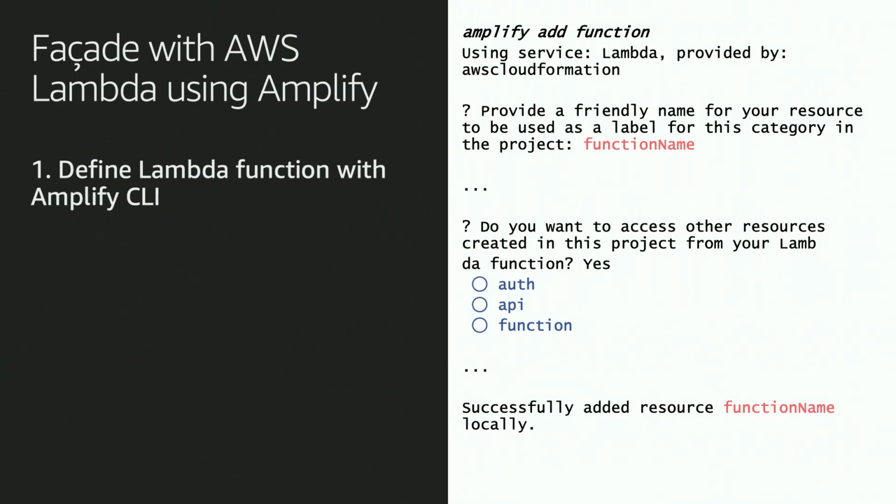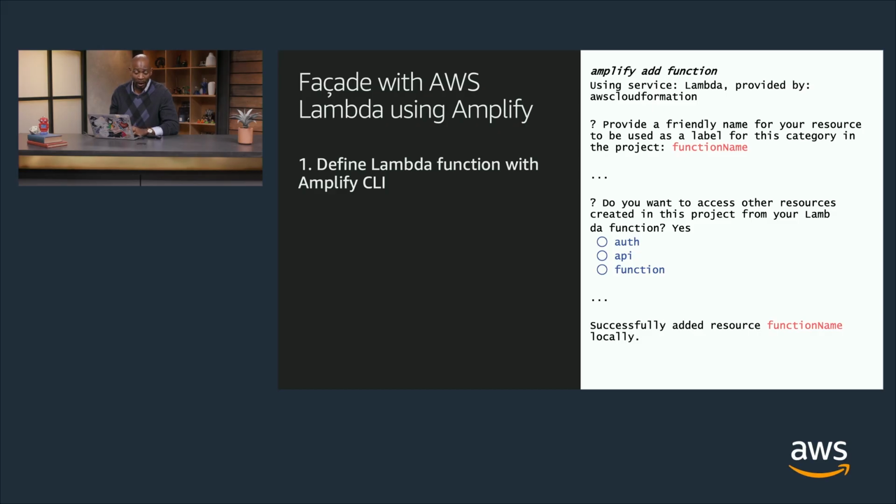So again, using AWS Lambda with Amplify. As you saw in the demo, the first thing that I did was to define the Lambda function with the Amplify CLI. And you saw how I did that. Amplify add function, then walk through the steps. It guides you and asks you the right question to make sure that you properly configure your API. And like I mentioned earlier, it also asks if I want to access other resources created in the project with the Lambda function. So I have a choice of specifying whether I'm planning on interacting with my auth category, my API category, or with other functions. And then that will create the proper IAM permissions to allow my Lambda function to interact with those resources.